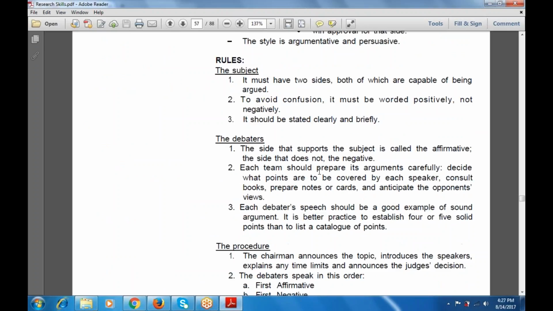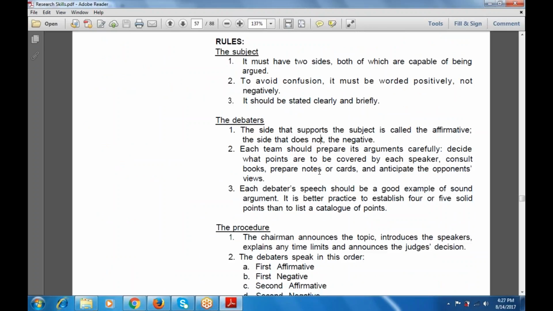Then the debaters. Who are the debaters? The side that supports the subject is known as the affirmative. The side that does not support it is known as the negative. Each team should prepare its arguments carefully, decide what points are to be covered by which speaker, consult books, prepare notes or cards, and anticipate the opponent's views. Each debater's speech should be a good example of sound argument. It is a better approach to establish four or five solid points than to list a catalog of points.